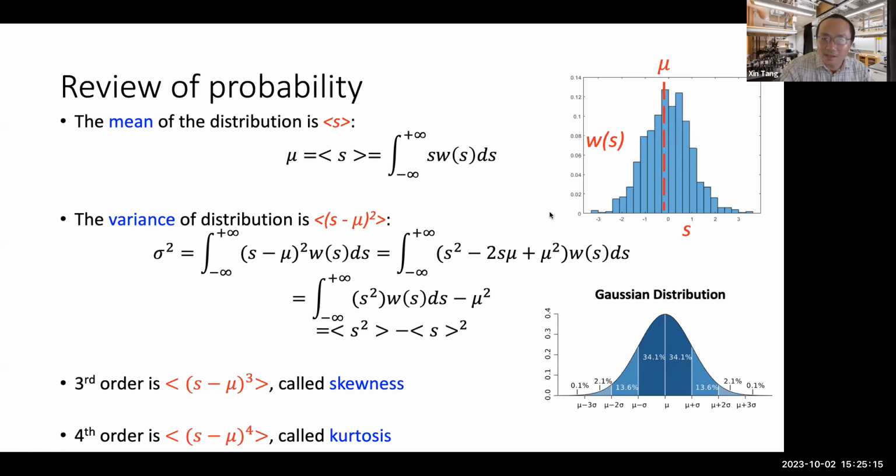The third term is mu squared times w(s) ds, and mu squared is a constant. Take it out, and then you have the integration of w(s) ds. Remember, we said this is normalized, so the integration of w(s) ds equals 1. So you only have the outside constant mu squared times 1. So the second and third terms are minus 2 mu squared plus mu squared, meaning minus 1 mu squared. So that's this term, minus mu squared. Do you guys follow me?